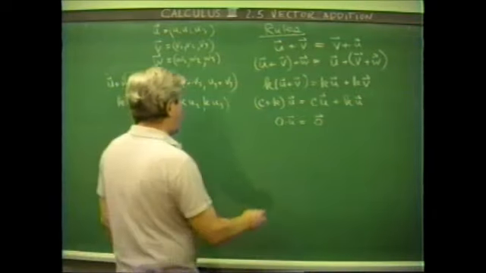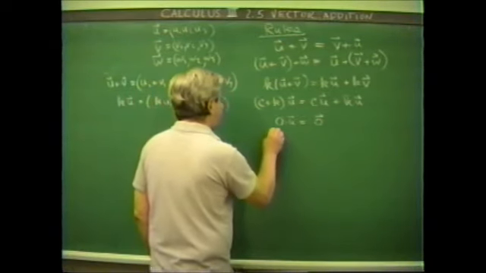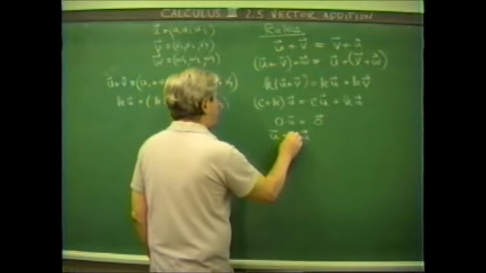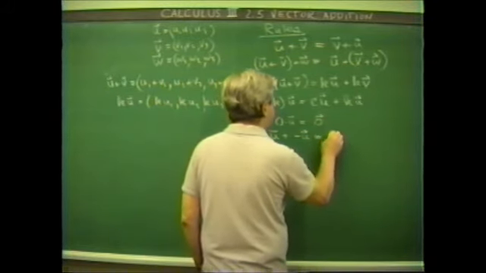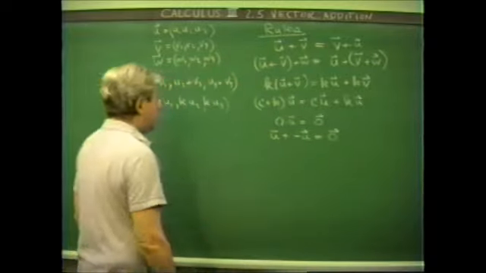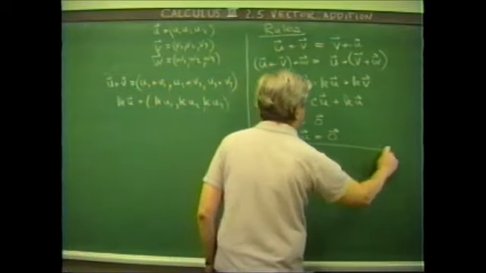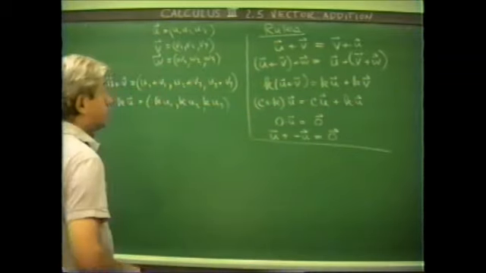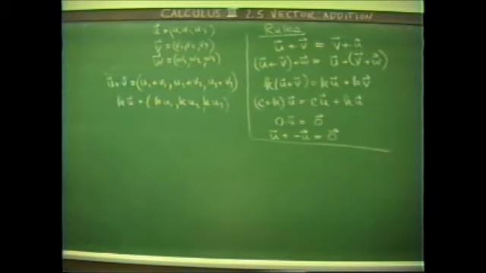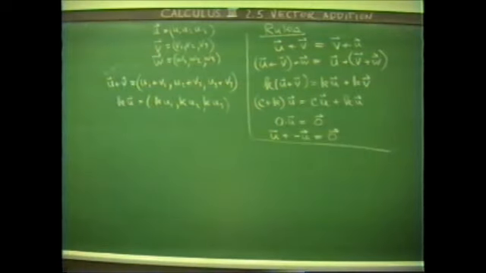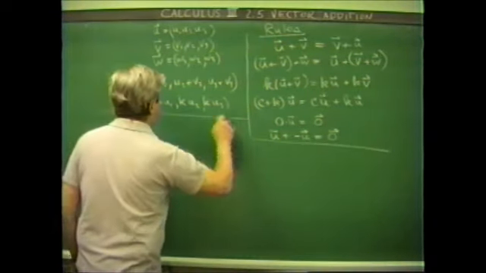And then, given any vector u, there's a vector negative of u, and u plus the negative of u is the 0 vector. So here are some rules that vector addition and multiplication by means of a scalar satisfy. Let's take a look at a specific example here.